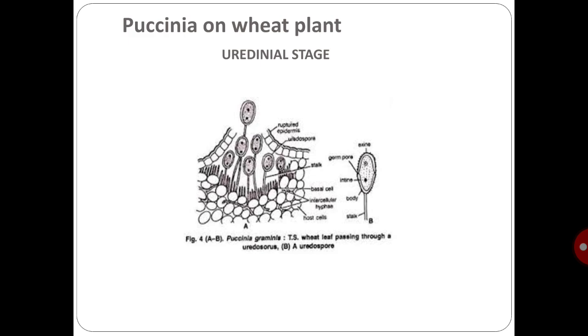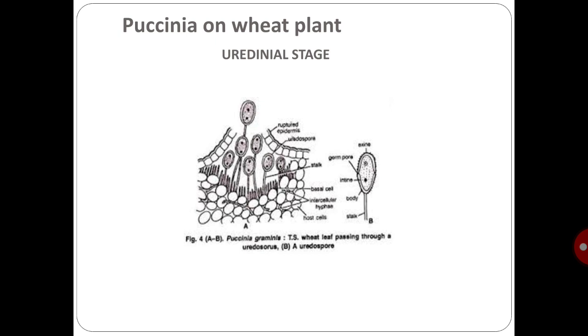When these aecial spores fall on the wheat plant, they germinate and enter into the wheat plant leaf either through stomata or through injuries. After entering into the wheat plant leaf, the dikaryotic mycelium grows vegetatively well by taking the nourishment from the leaf cells through haustoria. After a period of vegetative growth, they develop long, unbranched, colorless structures called uredophores. These uredophores develop uredospores at their apex, and this stage is called uredial stage, the first stage on the wheat plants.